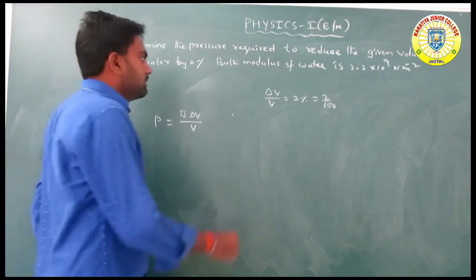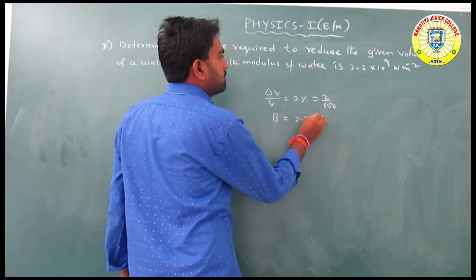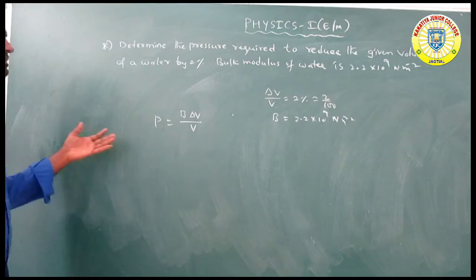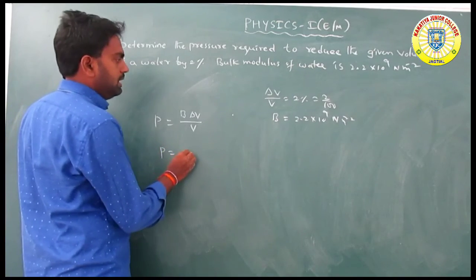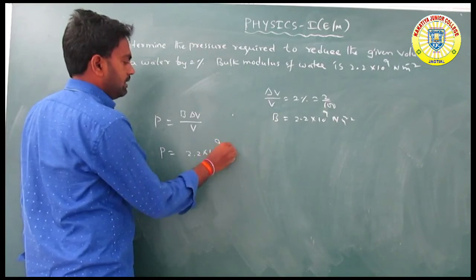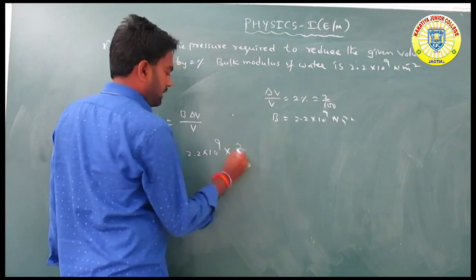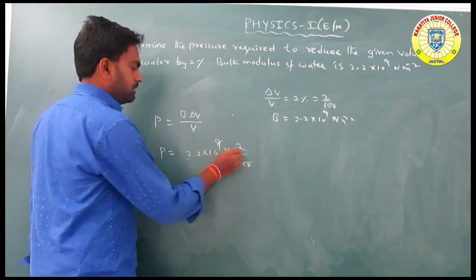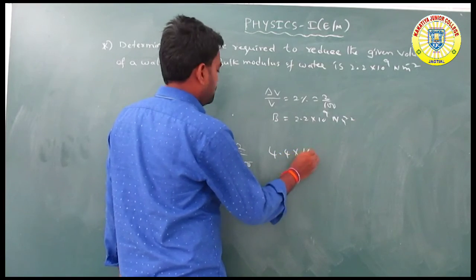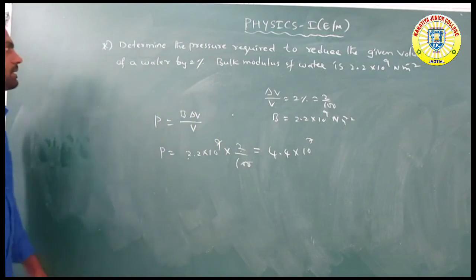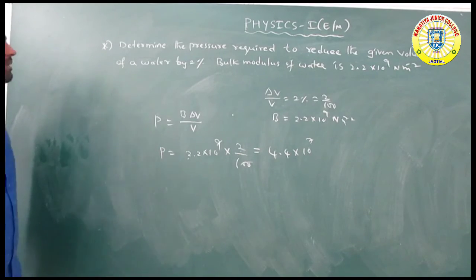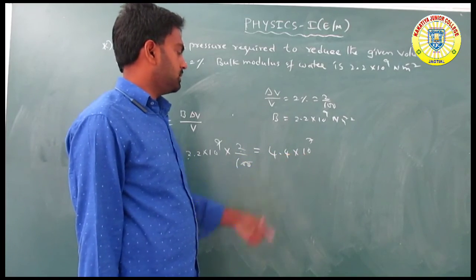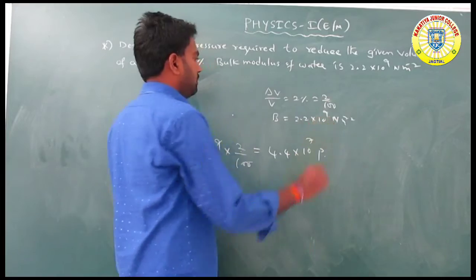Okay, so bulk modulus is given. So B is equal to 2.2 into 10 to the power of 9 newton per meter square. Okay, and now substituting into the equation, P is equal to B, 2.2 into 10 to the power of 9, into delta V by V, so 2 by 100. Okay, so the two zeros are cancelled. So 2.2 into 2 is 4.4 into 10 to the power of 7. So this is called the pressure required to reduce the given volume of water by 2%. So the pressure is 4.4 into 10 to the power of 7 Pascal. Okay, got it?